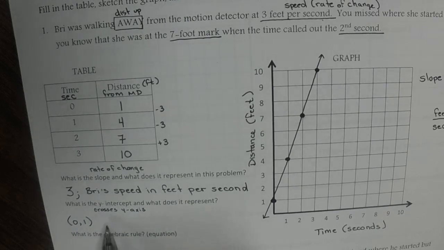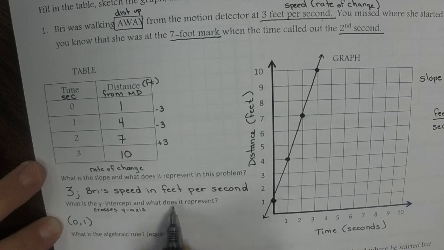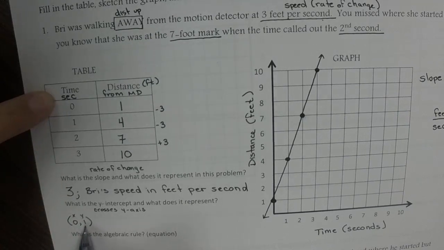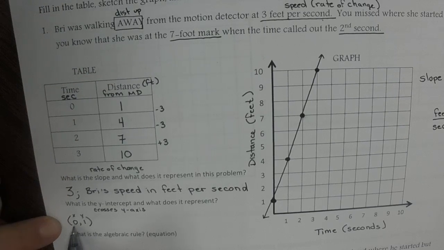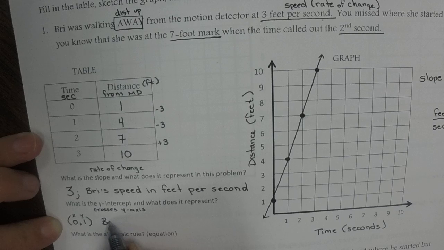So (0, 1) is our y-intercept. Whenever we're trying to determine what it represents, remember this is our x and this is our y. This is seconds and this is distance from the motion detector. So at 0 seconds, I was 1 foot from the motion detector. Well, 0 seconds means that time hasn't even started. So that means that Bree started 1 foot from the motion detector.